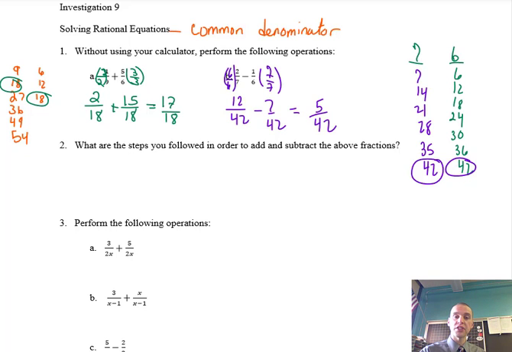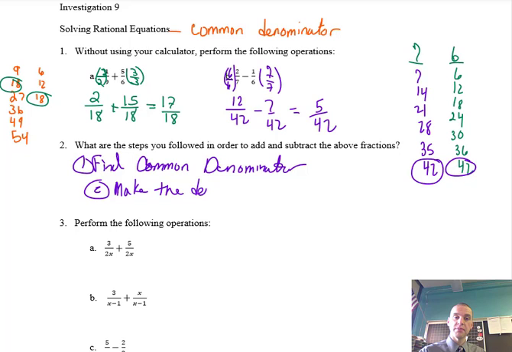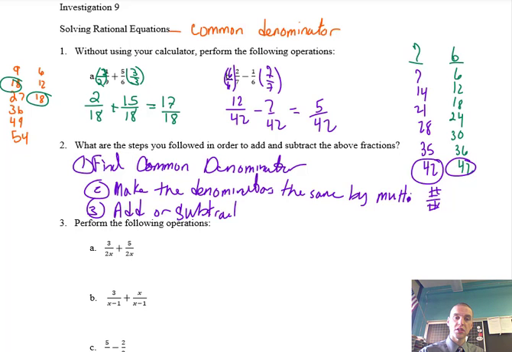So what are the steps we followed in order to add or subtract fractions above? 1, find the common denominator. 2, make the denominators the same by multiplying the same number divided by the same number. And 3, add or subtract the numerators.